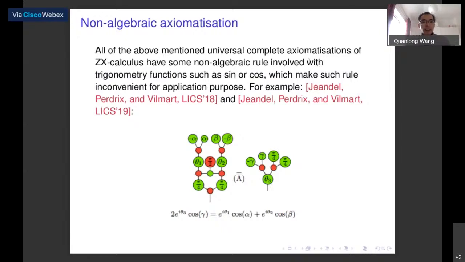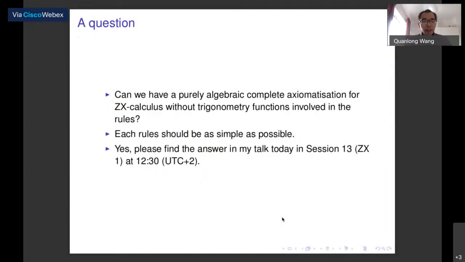For example, let's look at the previous universal completeness results. They all have some non-algebraic features, or some trigonometric functions in their rules, like this one by the French team. Based on this, we can ask a question: can we have a purely algebraic complete axiomatization for this calculus, without this kind of trigonometry, and with each rule as simple as possible?